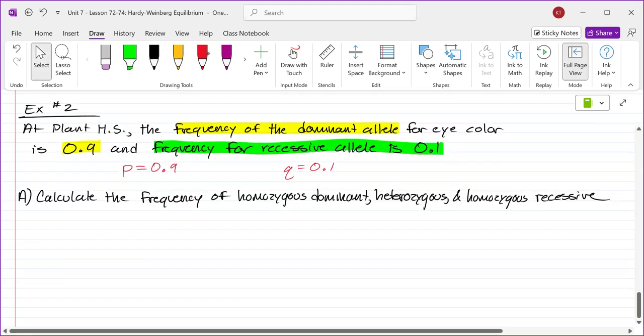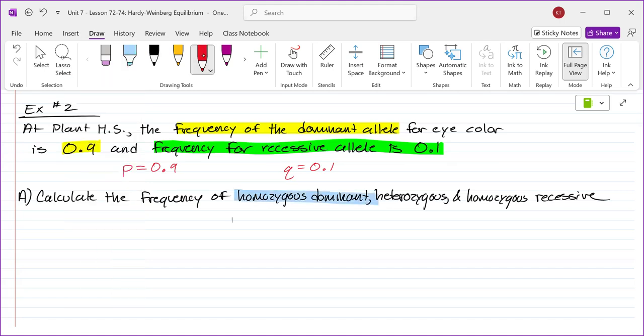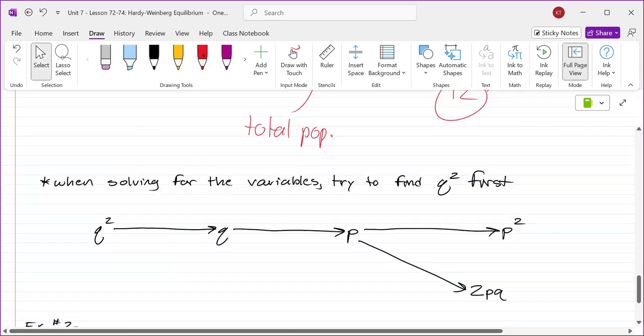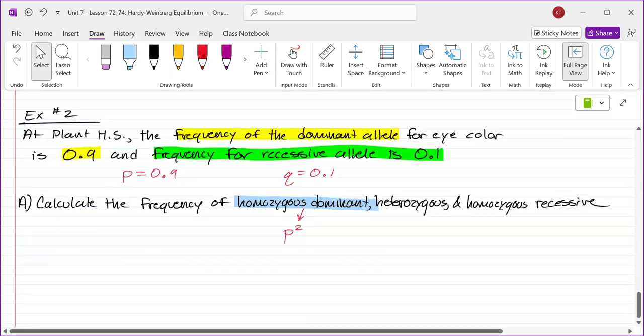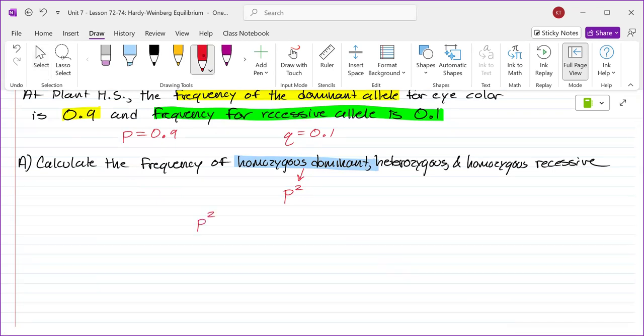So now that you have that information, let's go through part A. I want to find the frequency of homozygous dominant. What variable is homozygous dominant? P squared. Now, in the notes I put up here, when solving for the variables, try to find Q squared first. You don't need to do that. Your life has been made so much easier on this problem. You have P. So P squared is simply 0.9 squared. So P squared is 0.81. Circle your answer.